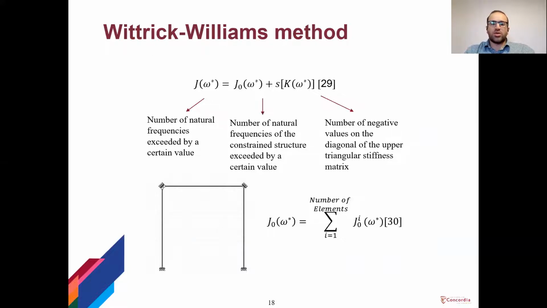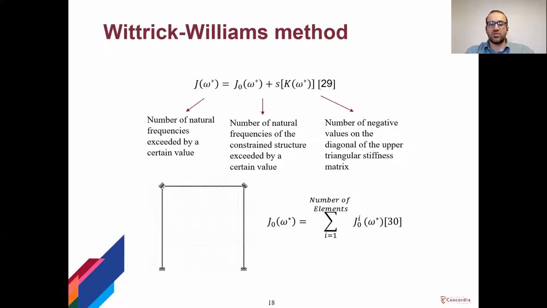So Wittrick-Williams offered the solution to calculate the natural frequencies using the dynamic stiffness matrix. Their method is based on equation 29 that counts the number of natural frequencies of the structure that are exceeded by a certain value, shown here by omega star, which is the trial frequency. J of omega star is the frequency count. J0 is the number of natural frequencies of the structure that are less than omega star when all of the degrees of freedom are fixed. And the last term in equation 29 is the Sturm count of the dynamic stiffness matrix.